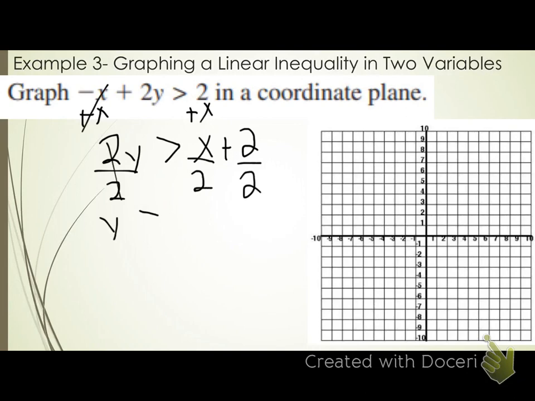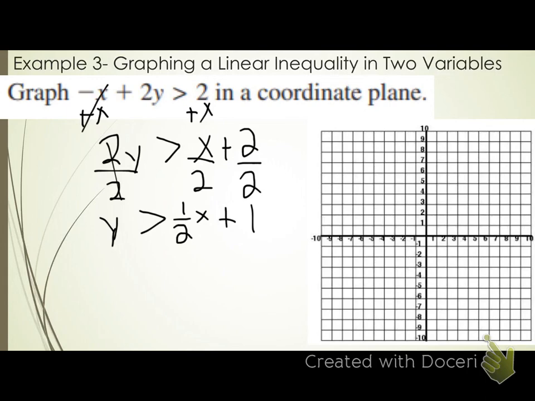So y is greater than x over 2 also means 1/2 x. And what's 2 over 2? 1. So I'm graphing this inequality. Is that now in slope-intercept form? Yes, it is. Now let me remind you of something. Be very, very careful of this.